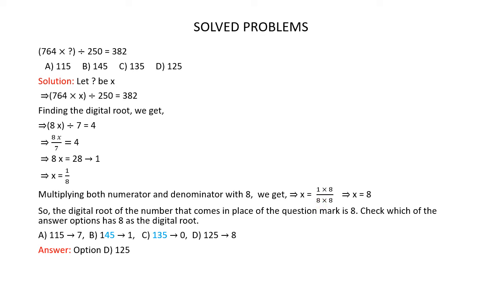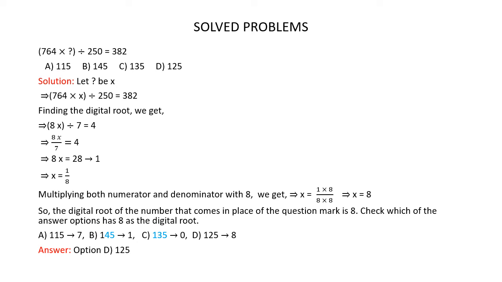Now 8 multiplied by 8 in the denominator is equal to 64. 6 plus 4 is 10 and 1 plus 0 is 1. So the digital root in the denominator becomes 1. Now in the numerator you have 1 multiplied by 8, which is 8. So x is equal to 8. This means that the digital root of the number that comes in place of the question mark is 8. Now check which of the answer options has 8 as the digital root.